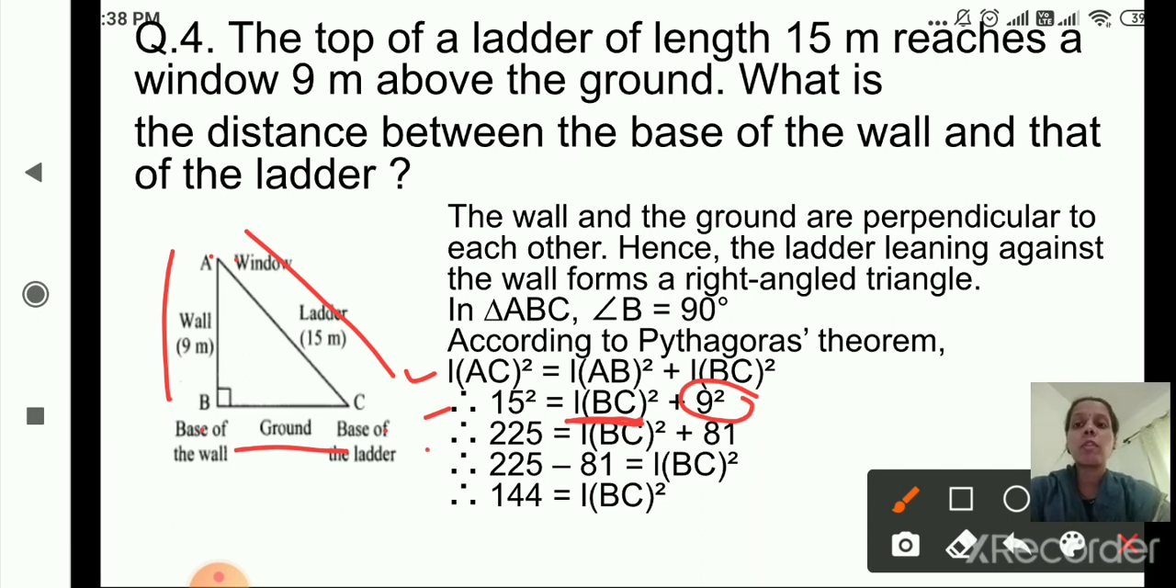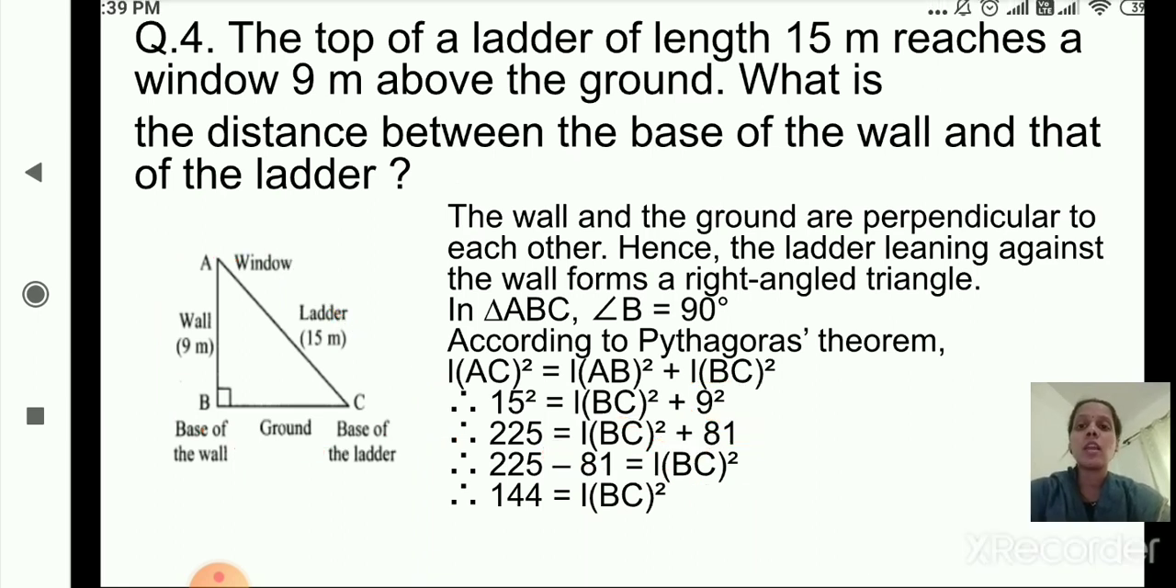What is the square of 15? 225. So here it is 225 is equal to length of BC square as it is, plus 9 square, 9 nines are 81, so here it is 81. Okay, now in the next step we have to find out length of BC, right? So we'll write length of BC square on the right hand side, and this 81, 9 square, will go on the left hand side, so it becomes minus.